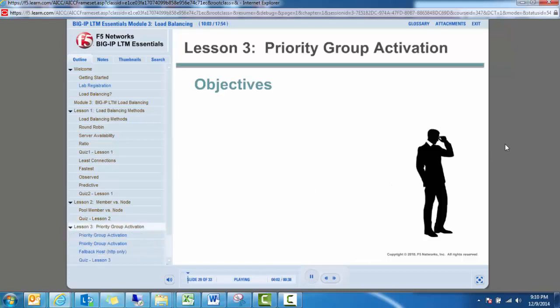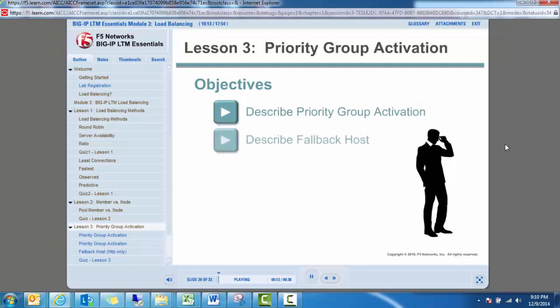Lesson 3. Priority Group Activation. After completing this lesson, you will be able to explain the Priority Group Activation feature, as well as the purpose of a fallback host. In addition, you will be able to describe when to use each one.